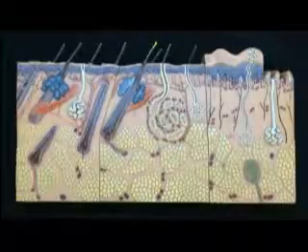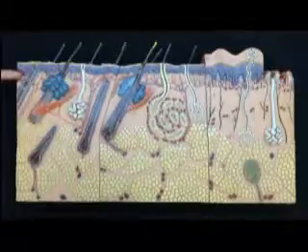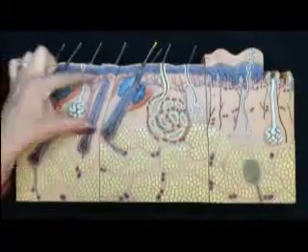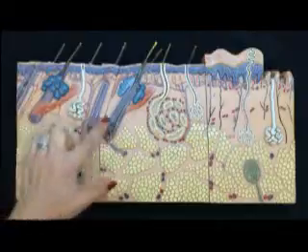Now the next layer is the dermis. This is going to be where all the stuff is found. If you look anywhere above the yellow and below the purple all the way across, this is going to be considered the dermis layer. And you can see that lots of different structures are found within the dermis.